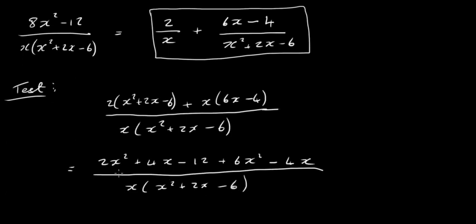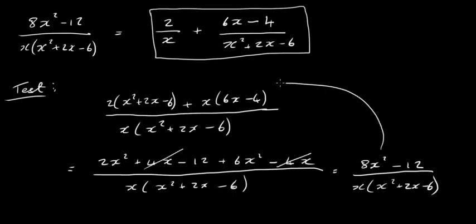So on the top here, let's see, I've got a 2x squared and I've got a plus 6x squared, so I'll just write that over here. So that gives me 2x squared plus 6x squared, that gives me 8x squared. I've got a plus 4x minus 4x, so that's just going to give me 0. And I have the minus 12 here. On the bottom I've got the x times x squared plus 2x minus 6, and that is the same as this here, so it does work. So this here was my final answer here.